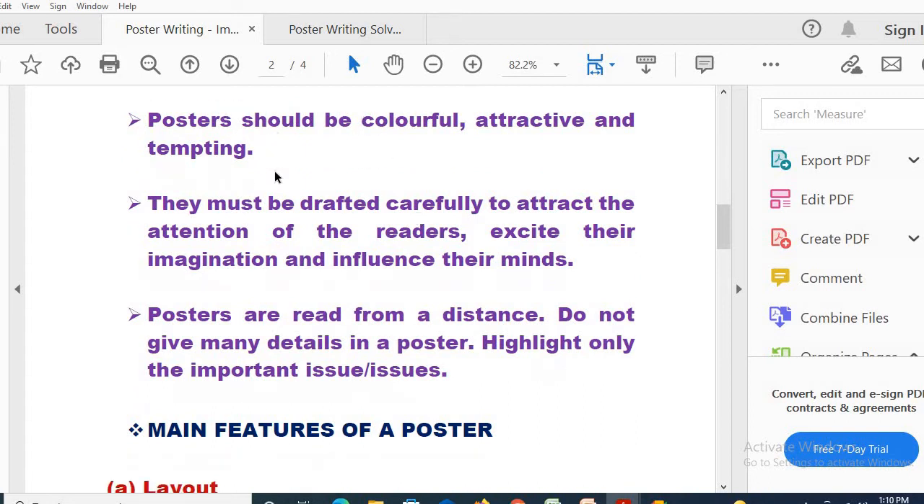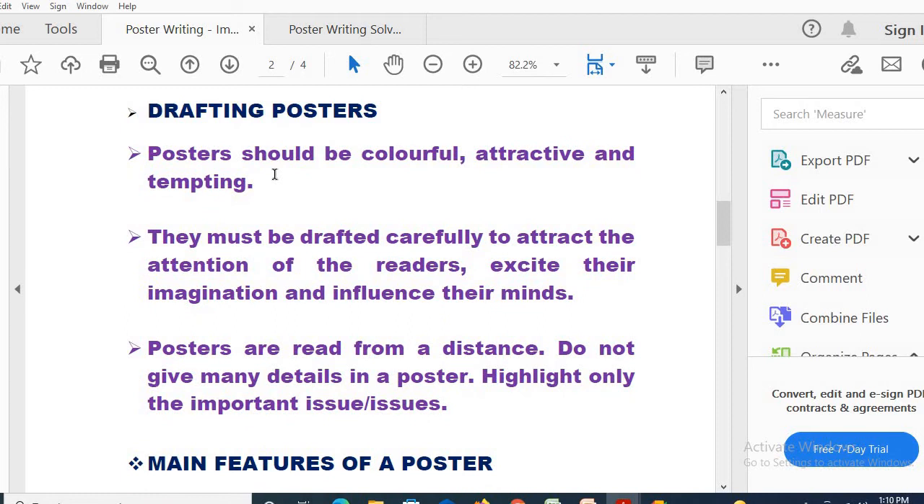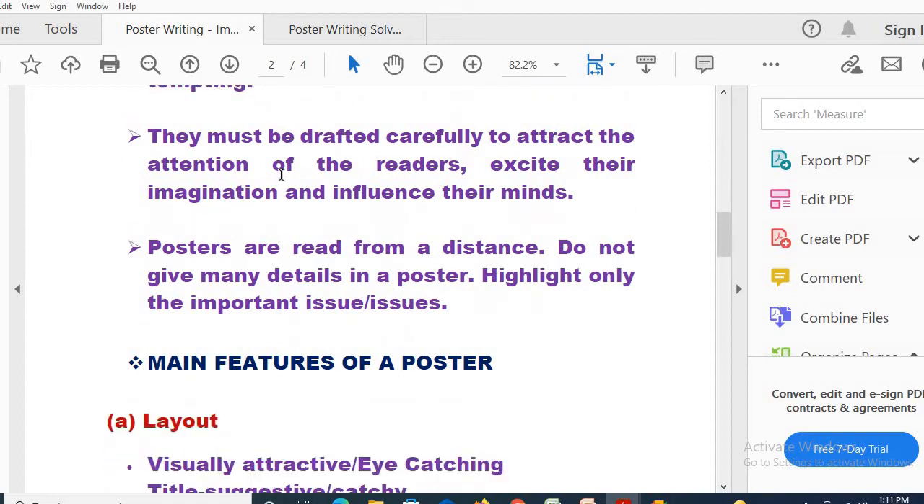Okay, now see, there are some points. How will you write a poster? Or rather to say, how will you draft a poster, or how will you compose a poster? Same thing. Now first of all, posters should be very attractive. It should be colorful and it should be very much tempting. They must be drafted carefully to attract the attention of the readers.